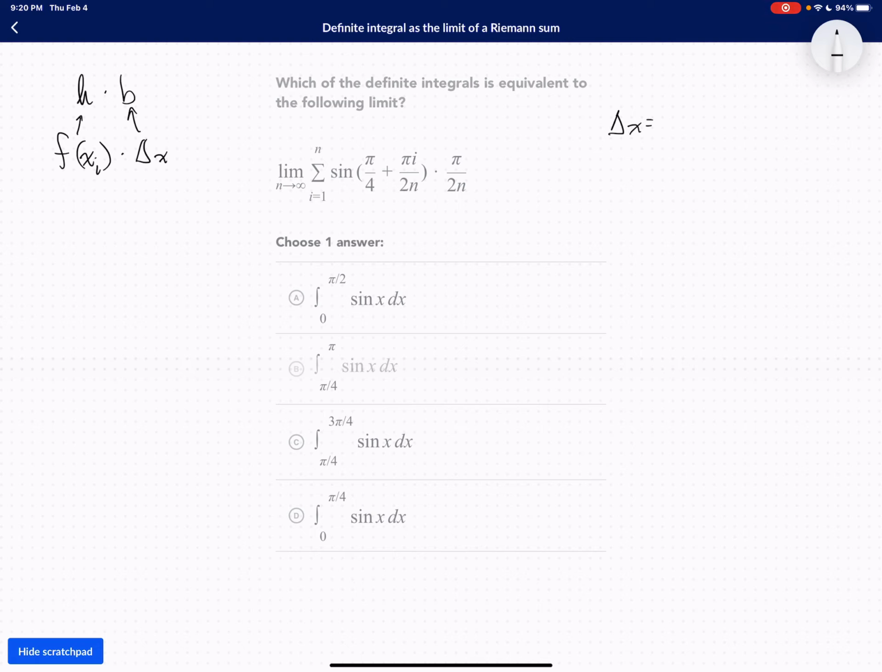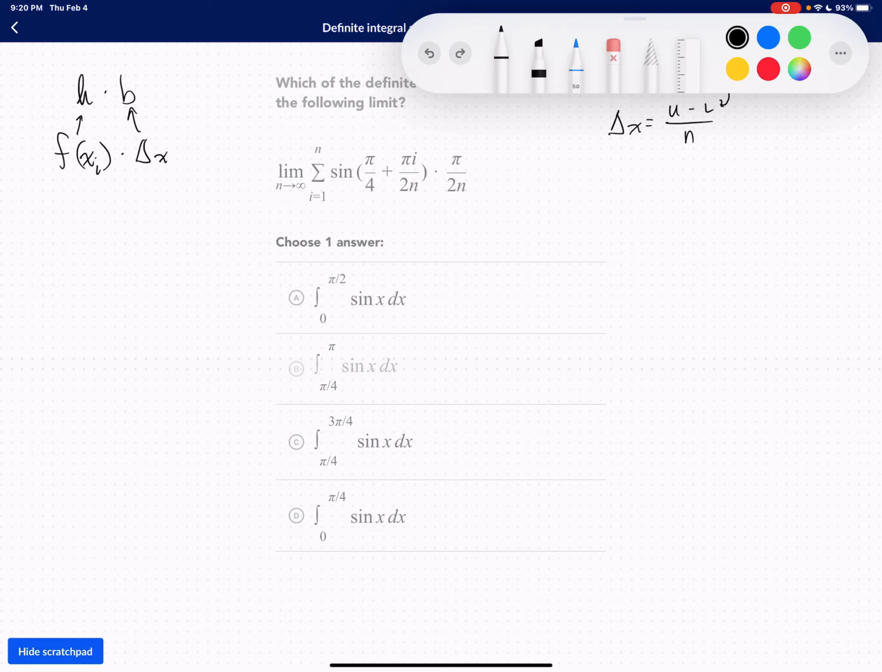Delta x is usually found by taking the upper bound and the lower bound and subtracting them. So I'm just going to write that as U minus L. This is the interval, okay? Let's just do int. And then on the bottom, you divide it by the number of subdivisions, or the number of rectangles. Now, in our case, it's infinity, so I'm going to use n, knowing that we're going to plug it into this limit right here and take the number of subdivisions to infinity.